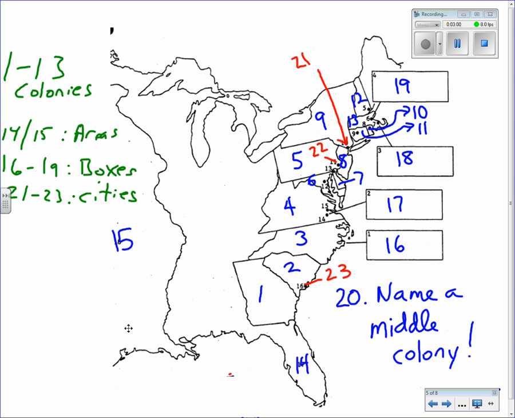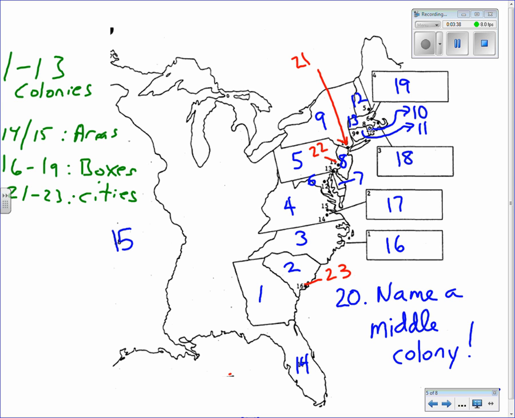So answer number 1 was right here, and that's the county of Georgia. Answer number 2 is the county of South Carolina. Answer number 3 is the county of North Carolina. Right above it, answer number 4 is Virginia. Right above that, answer number 5 is Pennsylvania. Go down below Pennsylvania, you'll see right there, that is Maryland, that number 6 is on. Number 7 is pointing towards Delaware. Number 8 pointing towards New Jersey. And number 9 is New York.